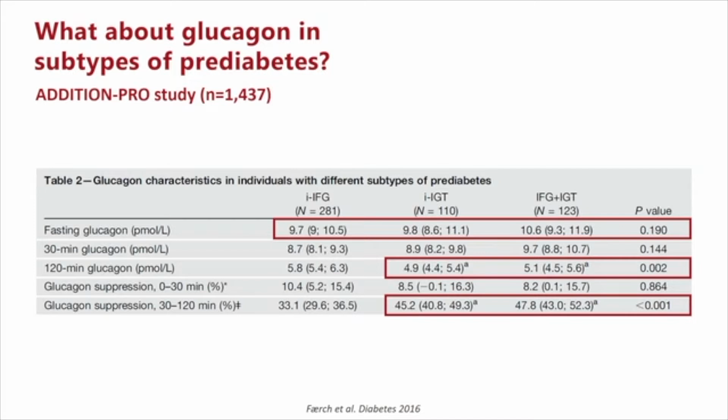You can see here also the subtypes of prediabetes. We looked at the glucagon levels, and quite surprisingly, there was no difference in fasting glucagon between people with impaired fasting glycemia and impaired glucose tolerance. But at 2 hours, we found decreased glucagon levels in people with impaired glucose tolerance. So people with elevated 2-hour glucose levels have lower glucagon levels, and they also have this exaggerated glucagon suppression, which may not be that surprising.